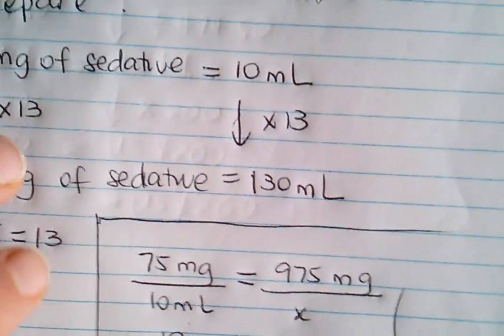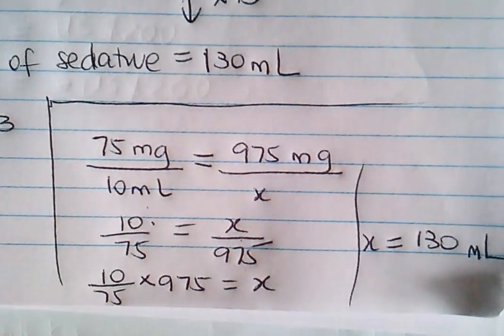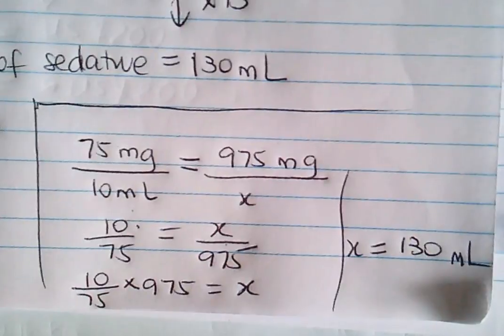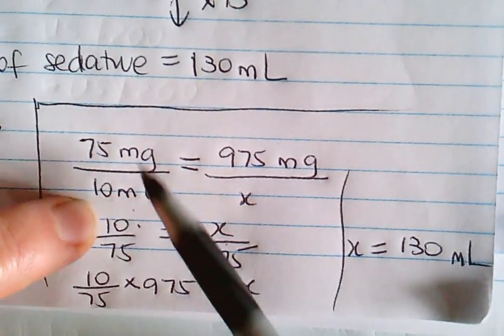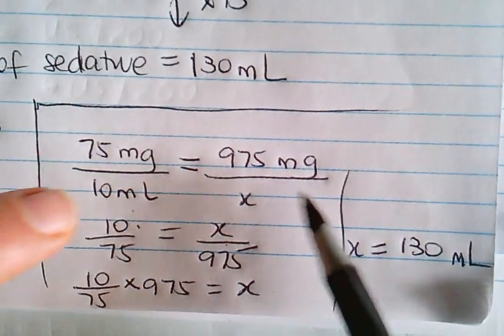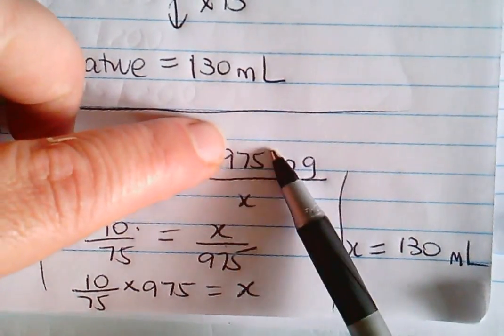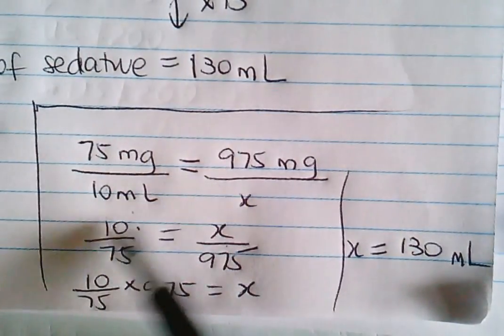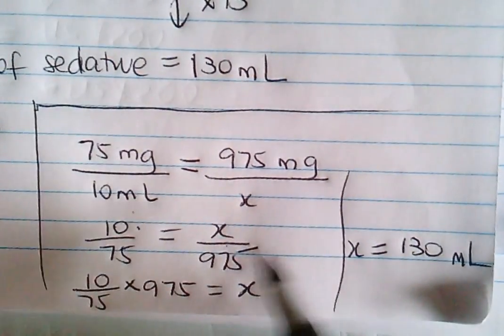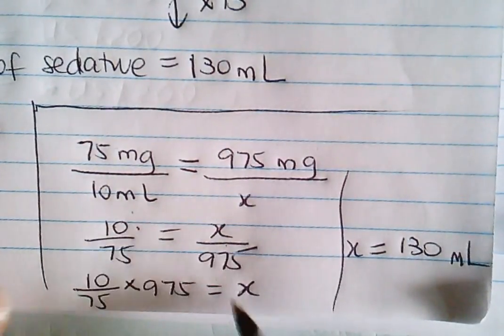Setting it up like, you know how rates can be written as fractions? We said put one quantity over the other. So 75 milligrams over 10 mils, that ratio has to equal 975 over something else. That's another way to do this. Now we just, if X is on the bottom, flip both sides, and then we just solve for X.